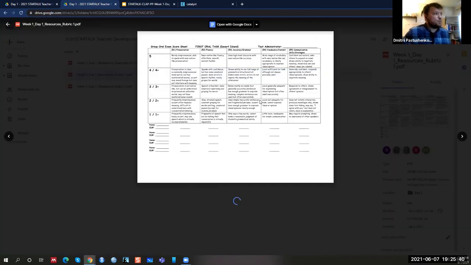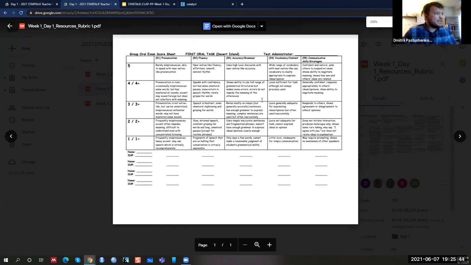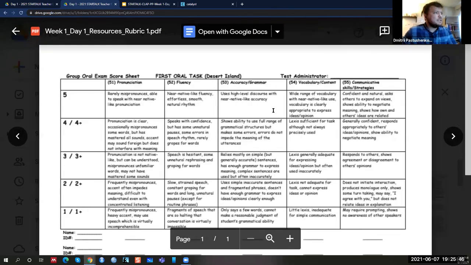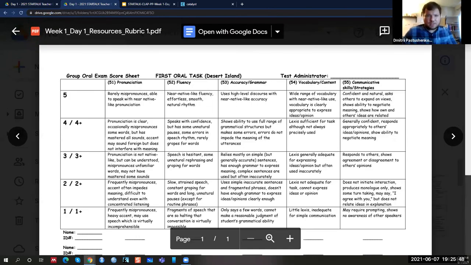So let's take a look at the rubrics. Let's start with this one. Can you see it? Can you see it better? A little bit better? Okay, so what is the first thing that comes to your mind when you see this rubric?